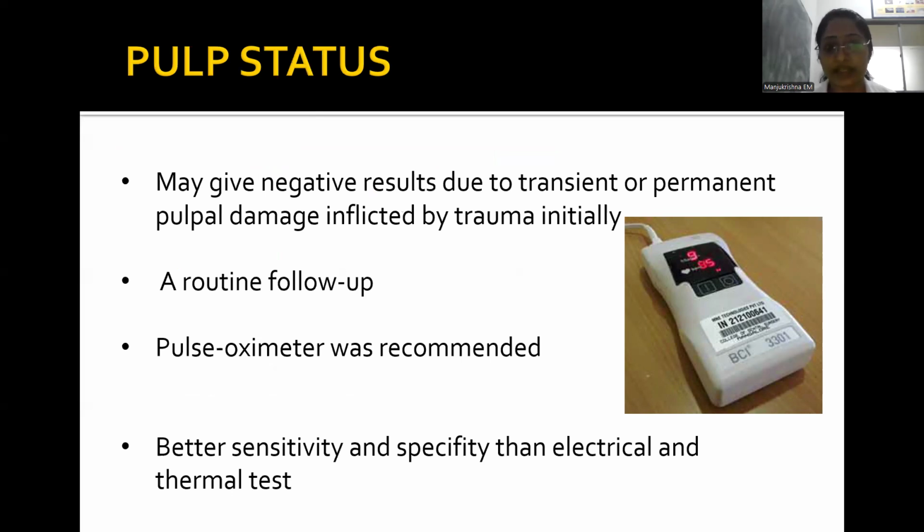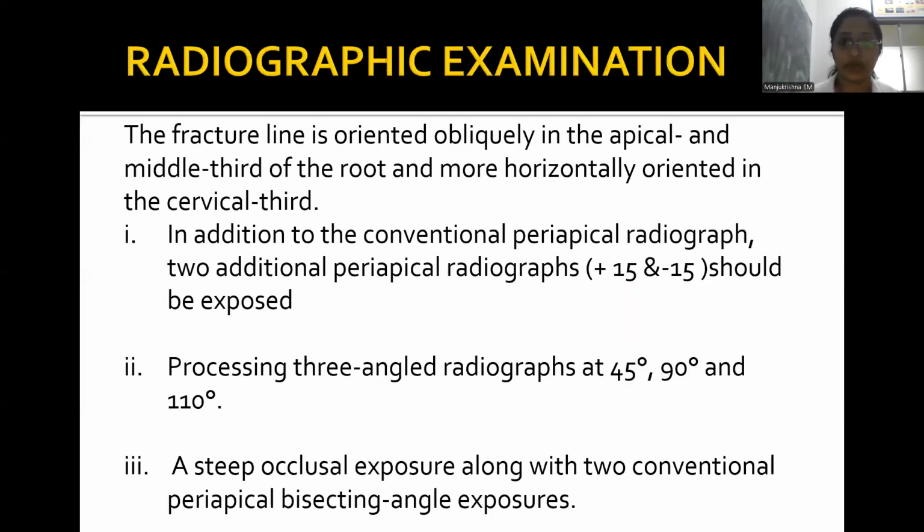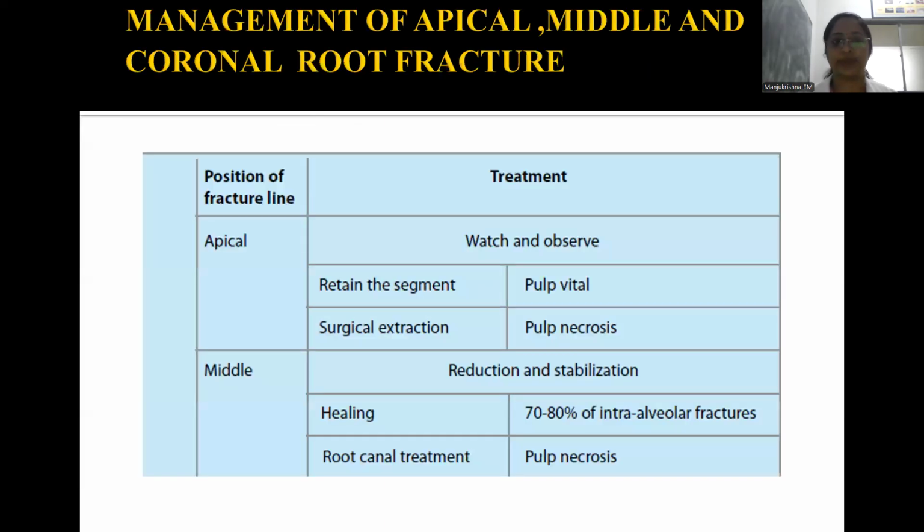Pulpal status may result in a negative response in transient and permanent pulpal damage, or you can do routine follow-up. Pulse oximetry we can recommend, with higher sensitivity and specificity than the electrical or thermal test. Radiographically, we can see a fracture line obliquely in the apical and middle third, and horizontal in the cervical third. We can also take periapical radiographs from two angles, about 45 to 90 degrees, and an occlusal exposure along with the conventional periapical bisecting angle exposure.